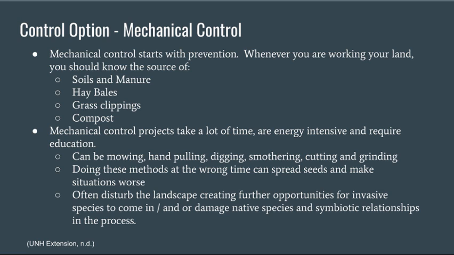So let's examine some of those mechanical control options. Mechanical control starts with prevention. Whenever you're working your land, you should know the source of your soils and manures, hay bales, grass clippings, and compost, as these can all carry seeds of invasive species into the landscape. However, once these get a foothold, mechanical projects are the best source of ways to eliminate them.